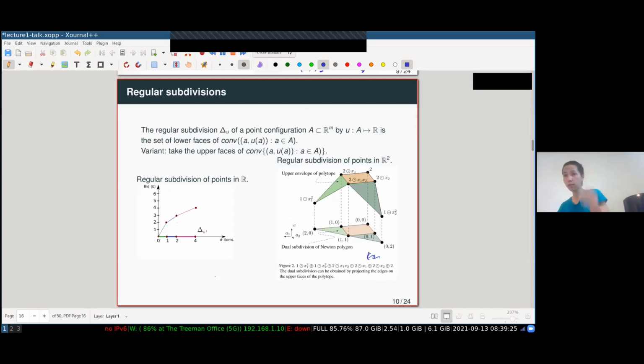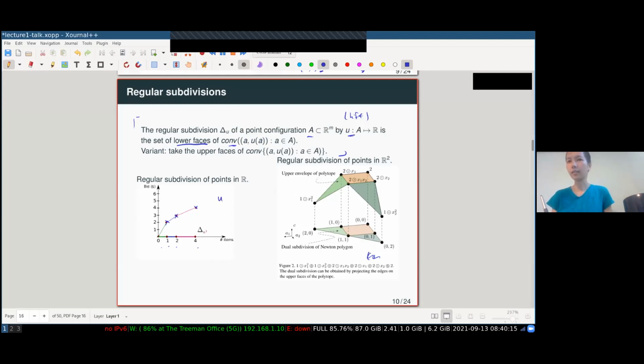Okay, so once I took this convex transform, the best thing is to work with the regular subdivision, right? So here's the definition. The regular subdivision, delta U, of a point configuration A in R^m, by U, which is a lift function, which takes each point in A and specifies a height, right? That U induces something called the regular subdivision of your point configuration. And what it is, it's the set of lower faces of this convex hull of A, comma, U of A, right? Okay, so practically what this means is I have, for example, a bunch of points here, 0, 1, 2, and 4. I lift them up to some height, so this is my U, right?